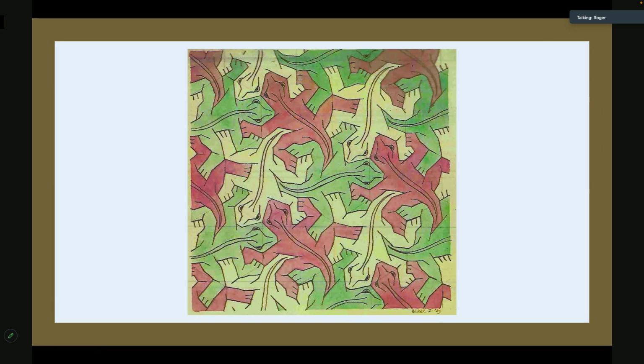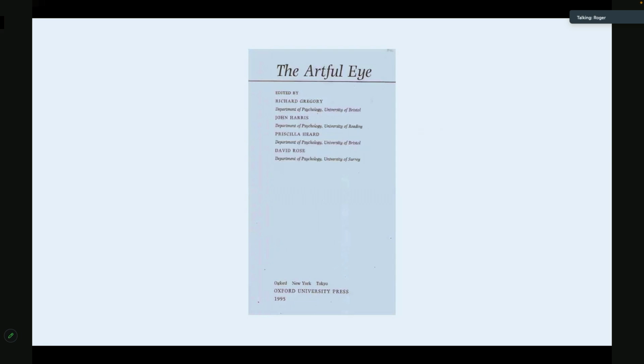Okay, let me move on. I'm going to show some pictures from an article I wrote for this particular book, The Artful Eye, by the various people you can see there as editors. And I was leafing through this book to find an Escherization that I had used. It also revealed something else, which I wasn't expecting. I'll come to that later.